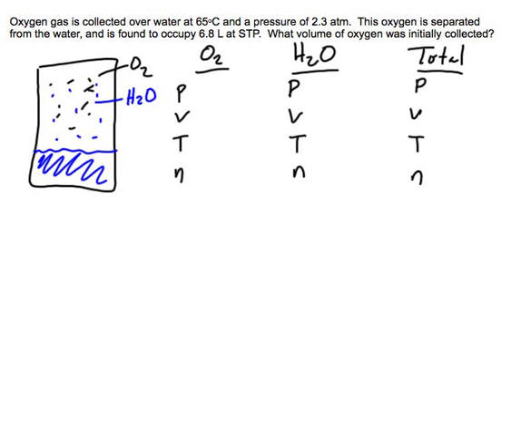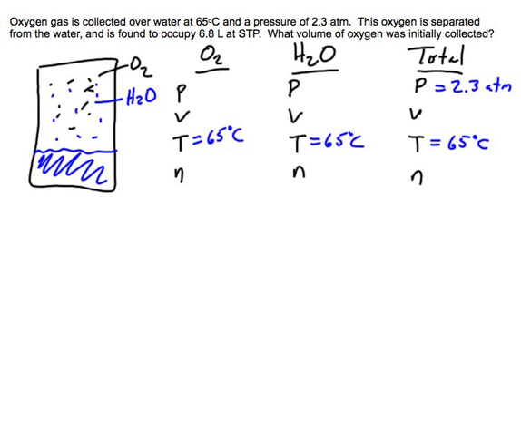What do we know? It's collected over water at 65 degrees Celsius. So that means the oxygen is at 65 degrees Celsius, the water is at 65 degrees Celsius, and the entire container is at 65 degrees Celsius. And the pressure is at 2.3 atmospheres. Here's where we have to be careful. The total pressure is 2.3 atmospheres, not just the oxygen or the water. We need to include them both. So we have that information there.